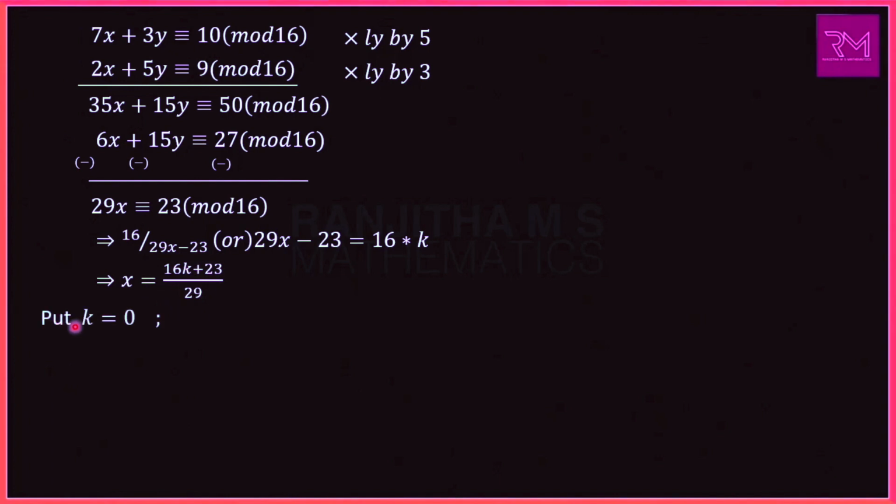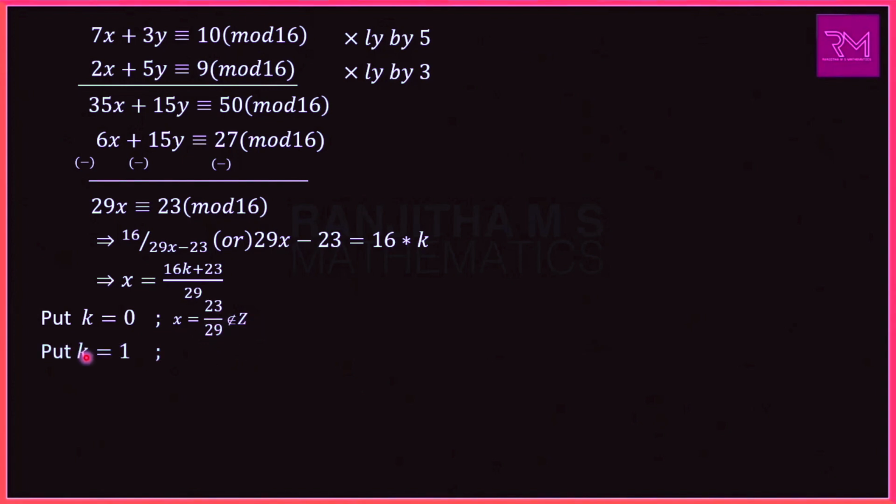So first step, we have to put k value as 0. If you substitute k value as 0, that means 16 into 0 is 0 plus 23 by 29. Therefore we get x value as 23 by 29. That obviously does not belong to the integer set Z, because integer Z means it contains the values 0, plus or minus 1, plus or minus 2, plus or minus 3, etc., up to infinity. It does not contain a fraction value, so it does not belong to Z.